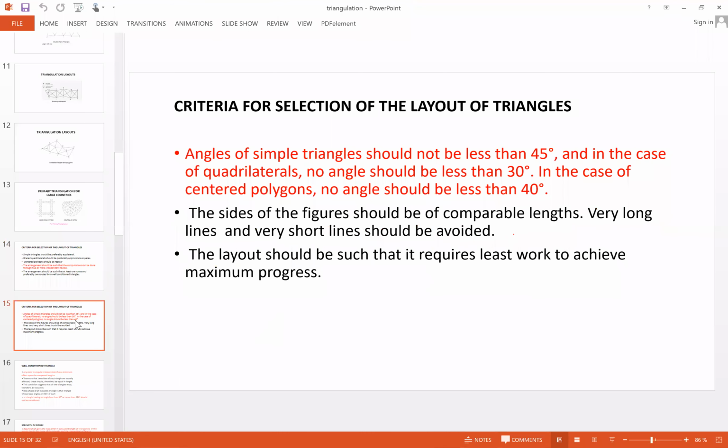Now we have discussed that you could be using simple triangles, quadrilaterals, polygons, and when you will be dividing your area into these respective figures, there are few considerations that you need to consider. The first is that for simple triangles, the angle should not be less than 45 degrees. And in case of quadrilaterals, none of the angles should be less than 30 degrees. In case of centered polygons, the angle should not be less than 40 degrees. Now, these are the guidelines, right?